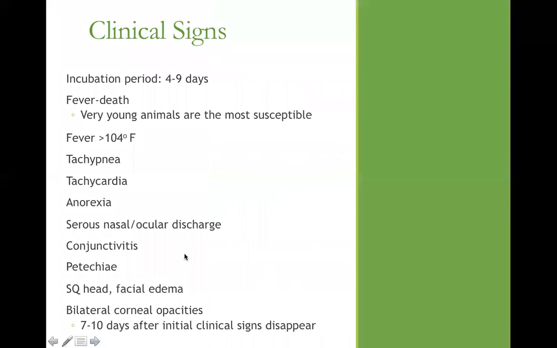So the clinical signs, from the time they're exposed, a little bit early in the week, later in the week, fever is going to be one of the main presenting signs, and obviously the younger they are, the more susceptible. But a fever, especially greater than 104, is going to be pretty significant. And fever is very indescript. So they can be tachypnic, tachycardic. One clinical sign could also be anorexia.